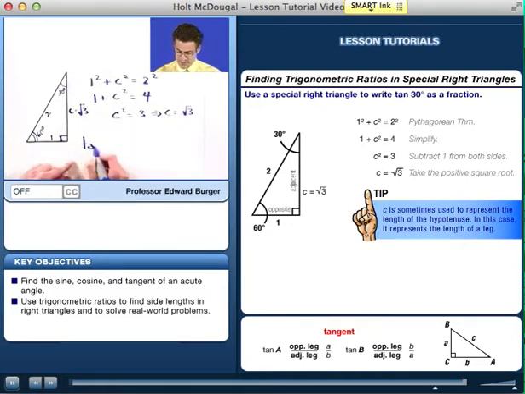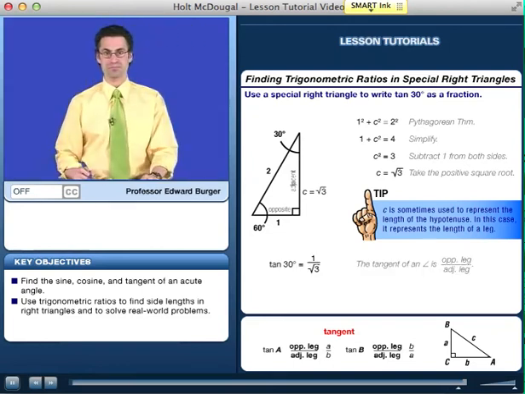And so now I can figure out the precise value of tangent of 30 degrees. It's opposite, 1, divided by adjacent, square root of 3. Pretty cool.